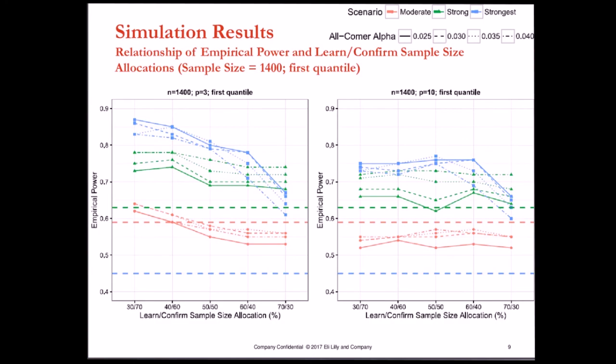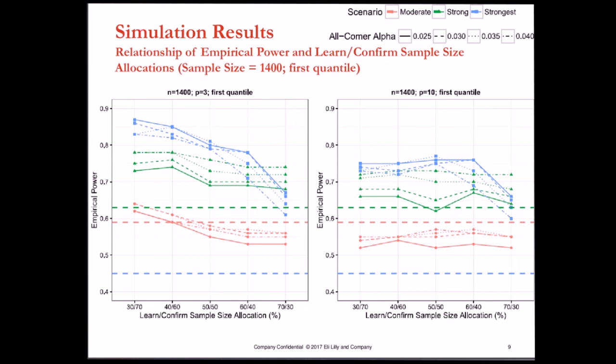Page 9. In the next 3 slides, I will show the simulation results for sample size 1400, where the left panel is for 3 biomarkers, and the right panel is for 10 biomarkers. Each slide will show 1 biomarker cutoff, from the first quartile to the third quartile.